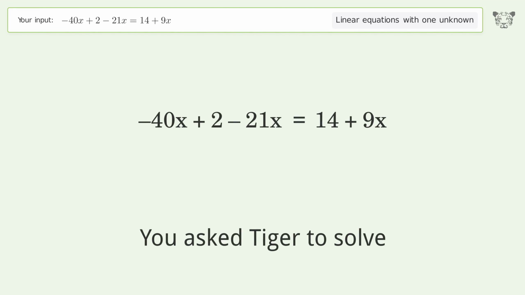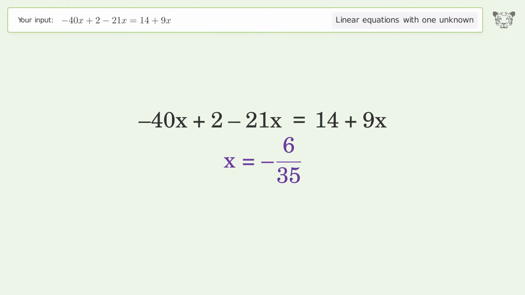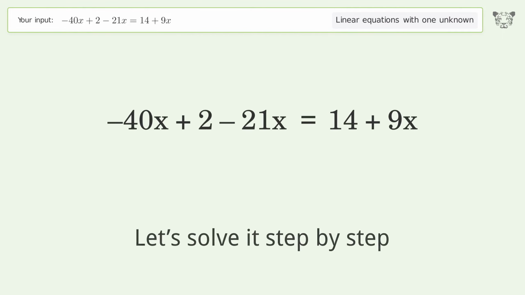You ask Tiger to solve. This deals with linear equations with one unknown. The final result is x equals -6/35. Let's solve it step by step.